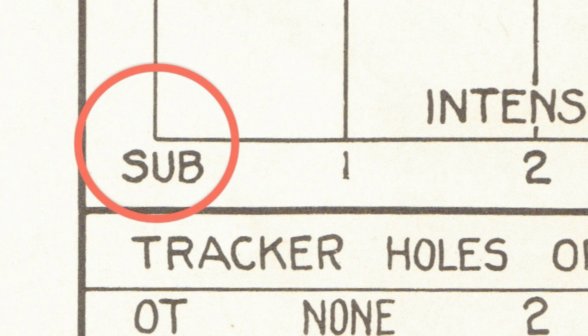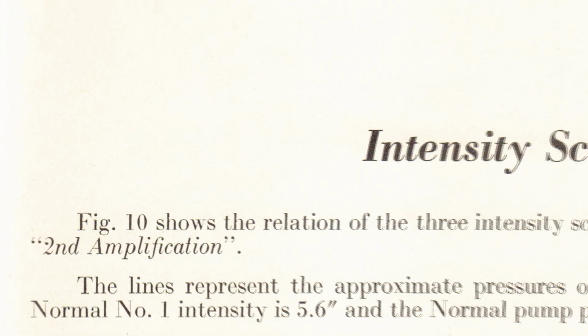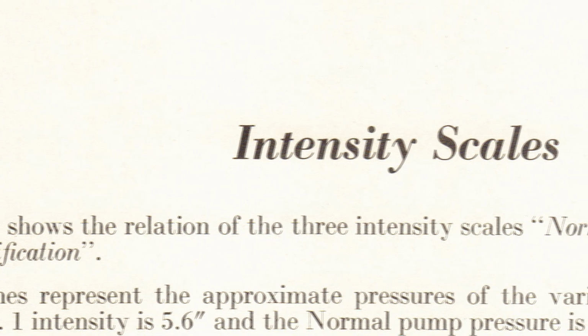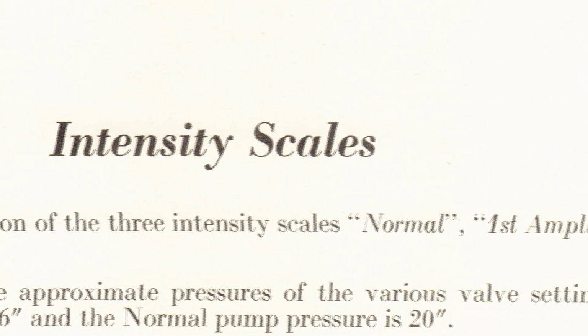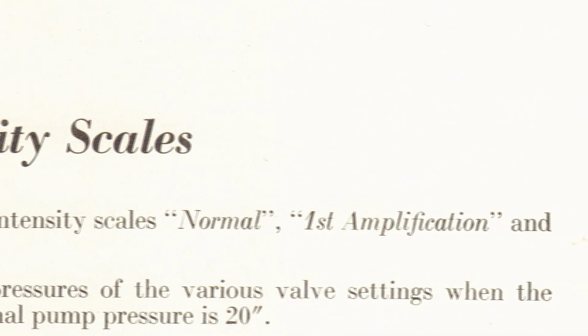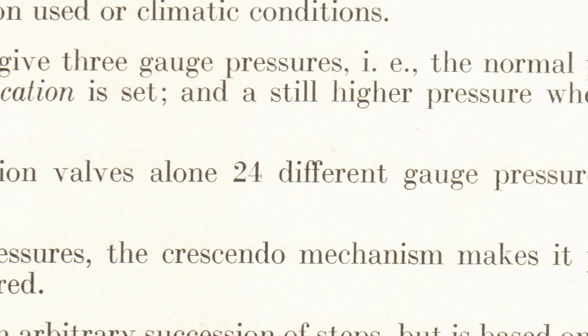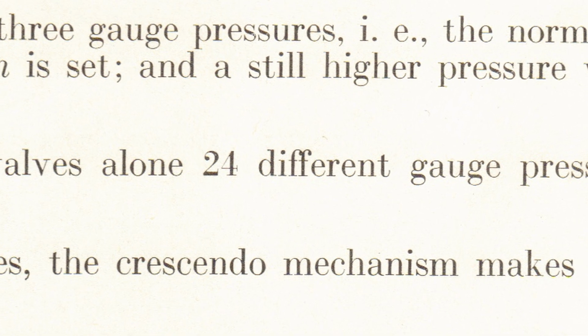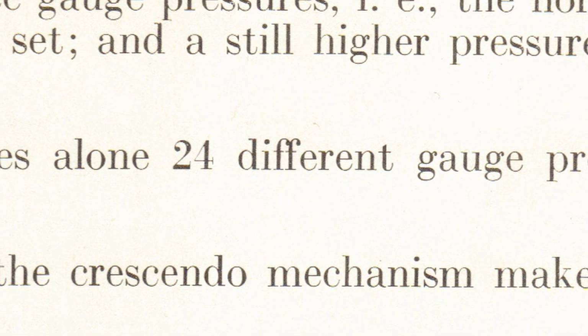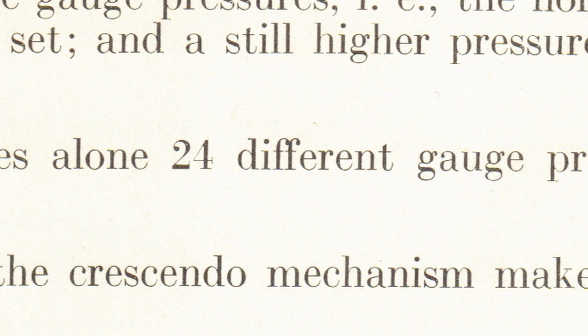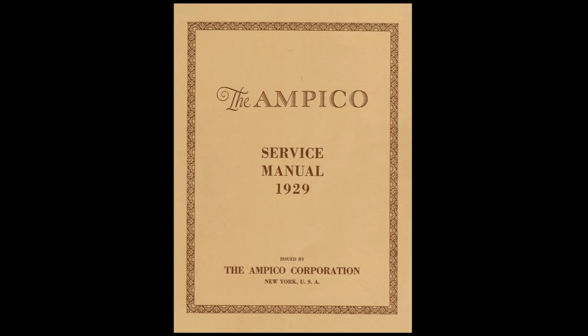The Ampico B can also lock its pump in 3 distinct output modes, and within each of these modes, it can have 8 steps. This means the Ampico B system can produce 24 distinct steps or volume levels. This is fully explained in the 1929 service manual.